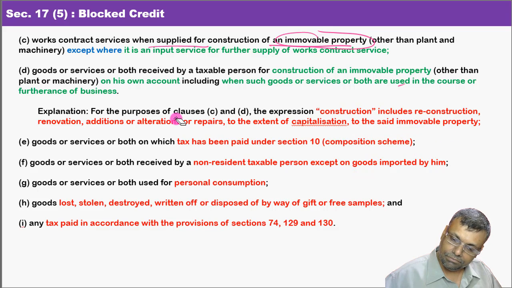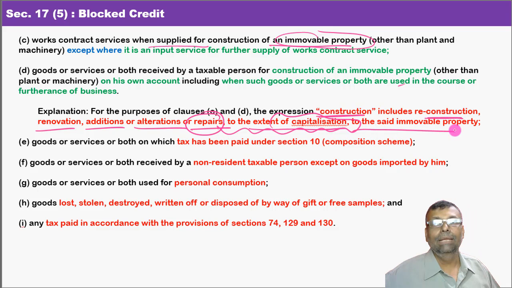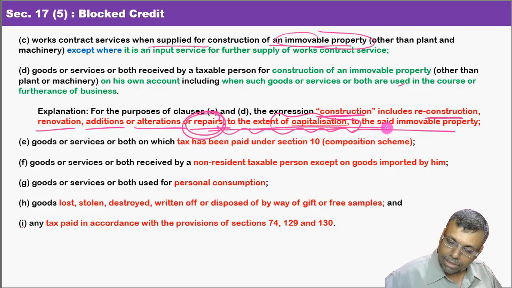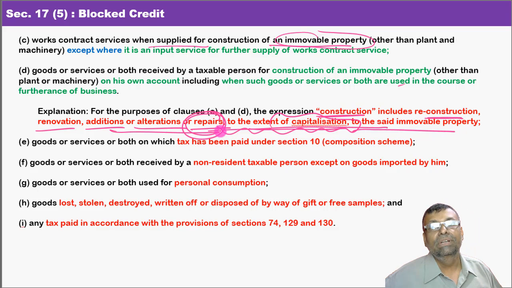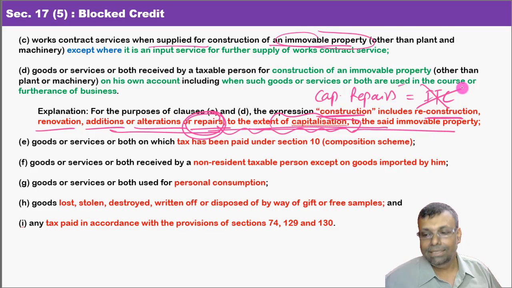Further, the construction for this particular purpose includes reconstruction, renovation, addition, alteration, repairs to the extent of the capitalization of the said immovable property. Now here the view which is taken, I repeat, very importantly and very precisely. If there are any repairs to the extent of the capitalization, in other words, if it is a capital repair, basically an improvement to that particular asset, then on that the input tax credit you are not going to get. You are not going to get the input tax credit with respect to the capital repair, because to the extent of capitalization, logically if there is any value addition to your premises or property, then you are not eligible.